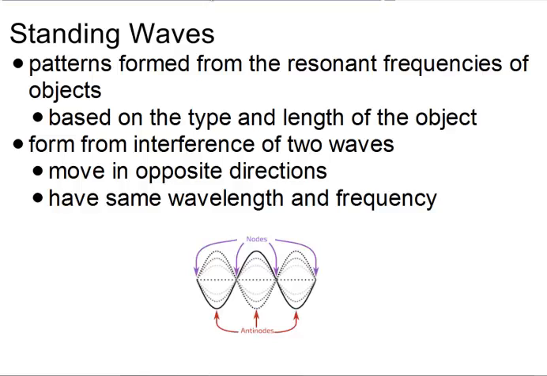One wave is called the incident wave. And let's say that it starts here and goes to the wall. Then it reflects back, and so we have the reflected wave, which moves the other way. So we have these two waves that are moving in opposite directions. They have the same wavelength, they have the same frequency, and from that we get this standing wave pattern.